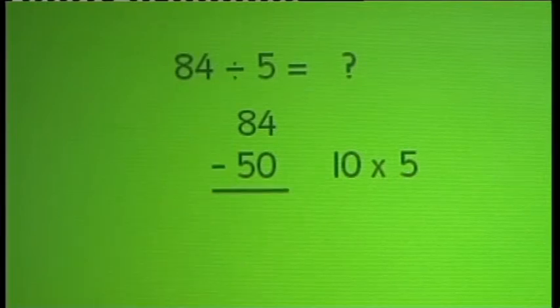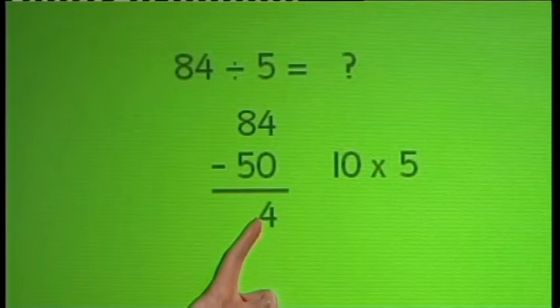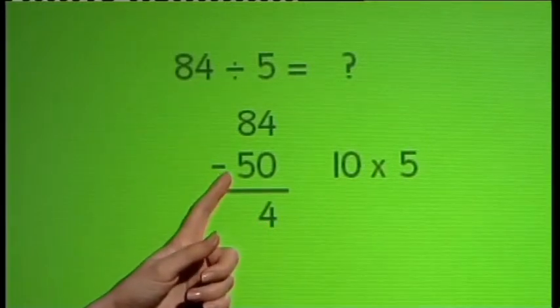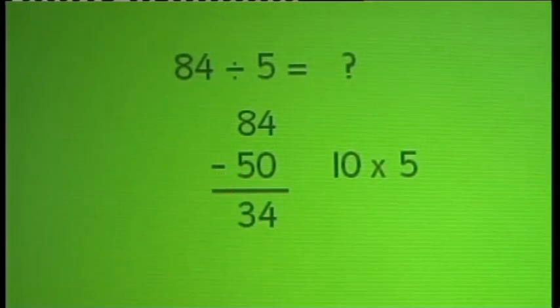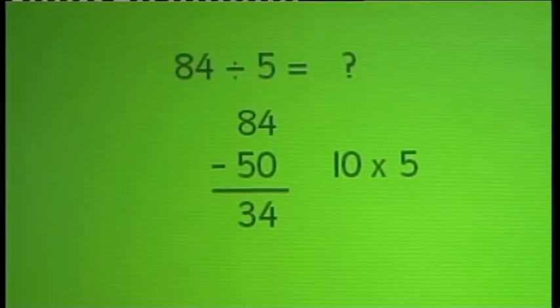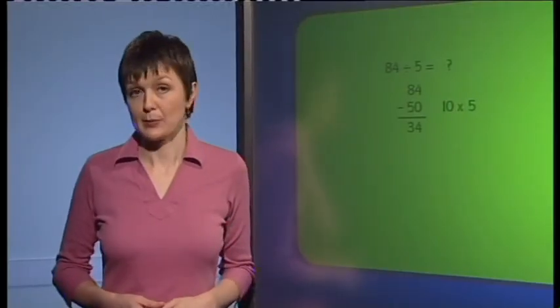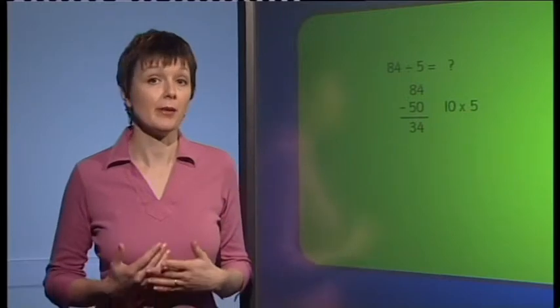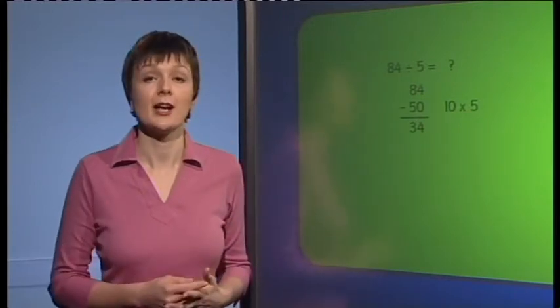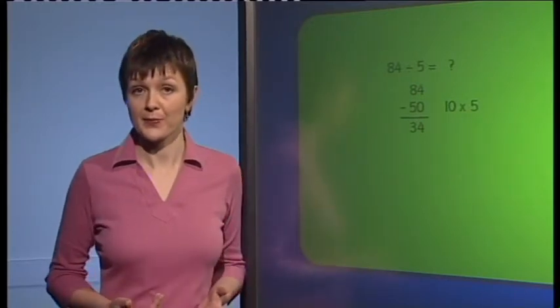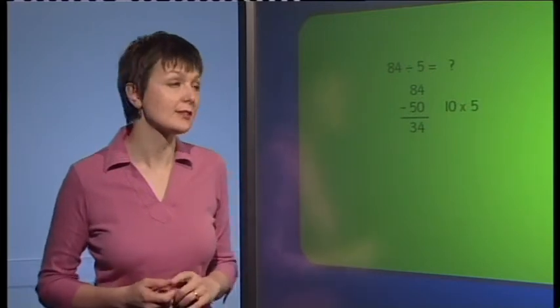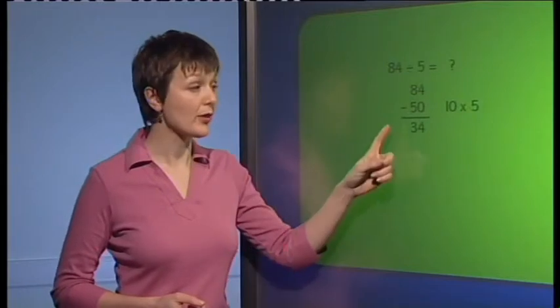How much is left? Well, that's a subtraction sum. 84 take away 50. That's quite easy to do. 4 take away 0 is 4. 8 tens take away 5 tens is 3 tens. 34. And with this method, you just keep taking away multiples of 5 over and over until you can't get any further.